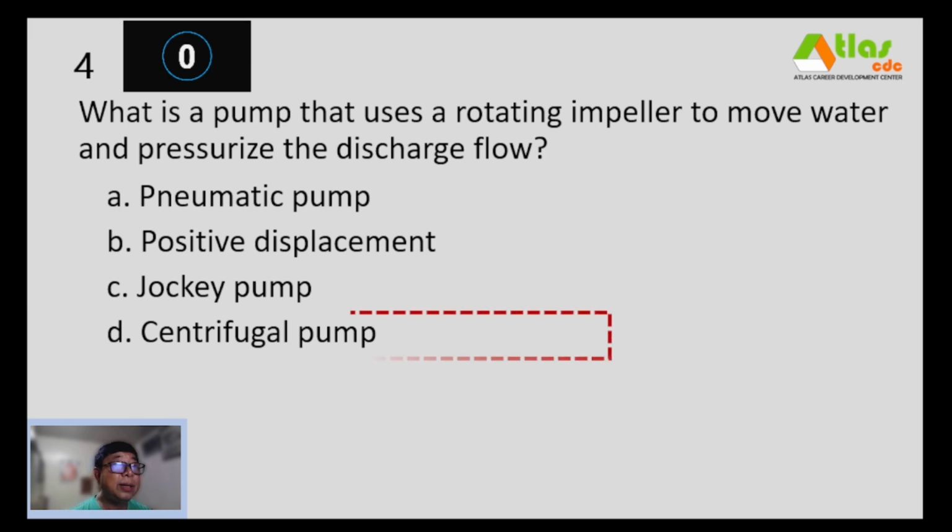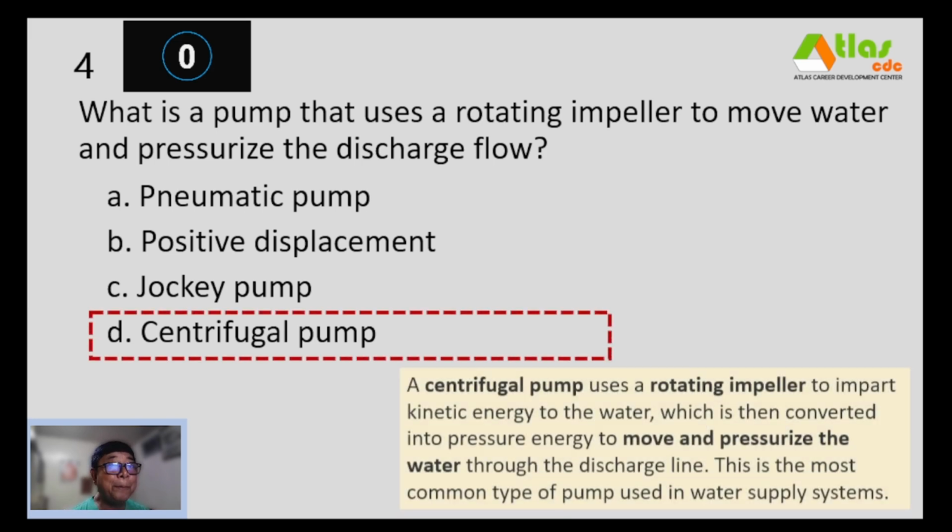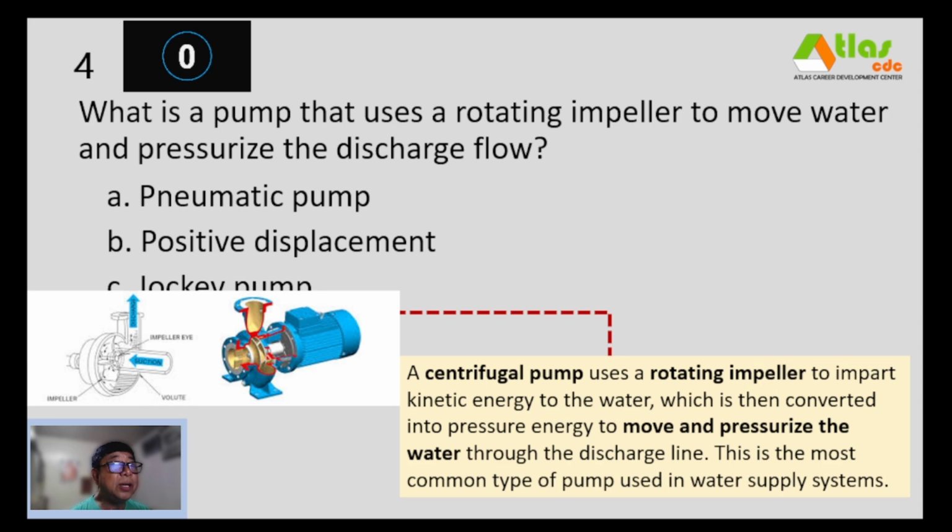And our correct answer is letter D, centrifugal pump. So a centrifugal pump uses a rotating impeller, ito yung nasa loob, umiikot-ikot, to impart kinetic energy to the water, which is then converted into pressure energy to move and pressurize the water through the discharge line. This is the most common type of pump used in water supply systems.